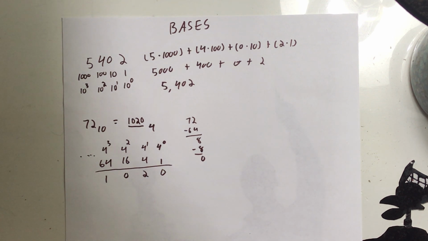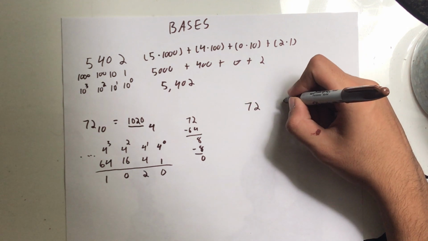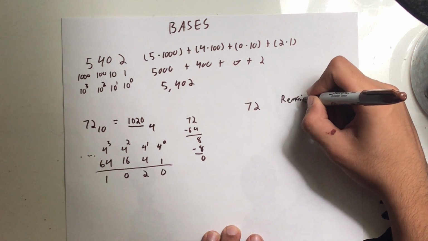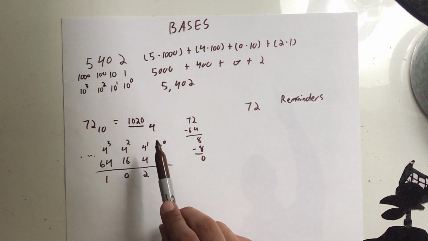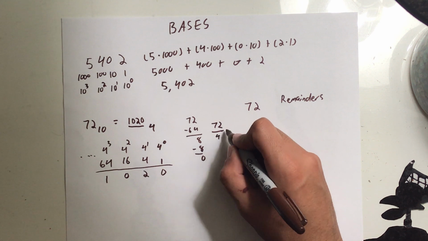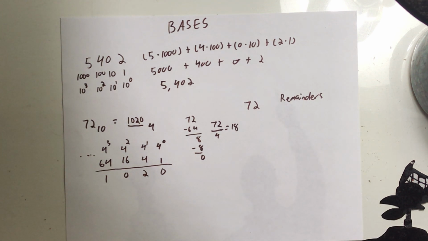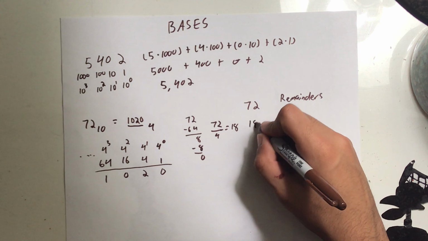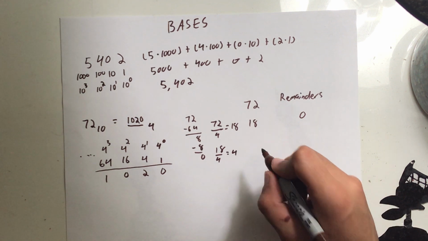There's an alternative way to do this, which is by dividing the number in base 10 by the base. So for example, 72 again. If we have 72 base 10, we'll write the number here and we'll write down the remainders in this column. Now we divide 72 by the base, which is 4. So 72 divided by 4 is 18, and it divides evenly into 72, so we get a remainder of 0. So we write down 18 here. Now we do 18 divided by 4, and we get 4 with a remainder of 2.